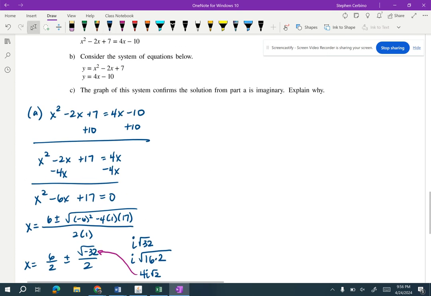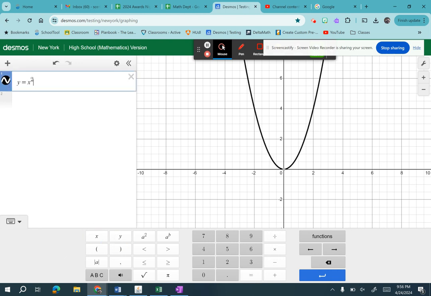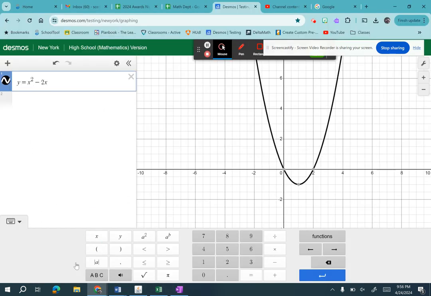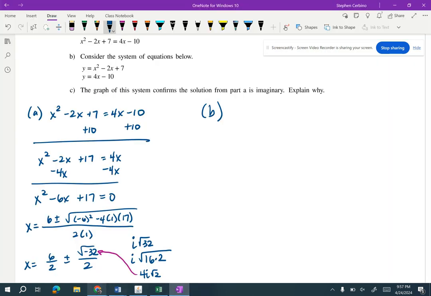All right. Part B says consider the system. And then it says for part C, the graph of this system confirms the solution to A is imaginary. Explain why. So what did they want you to say for part B for considering the system? Well, it's a system, so let's graph it and see what happens. So if we graph y equals x squared minus 2x plus 7. And then we graph y equals 4x minus 10.